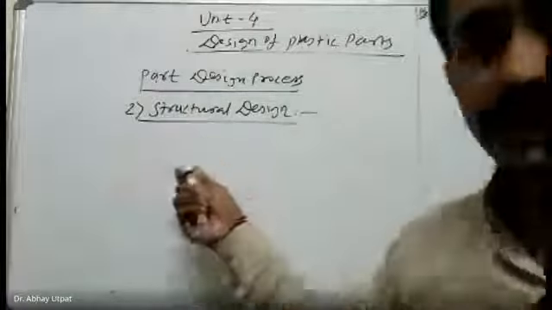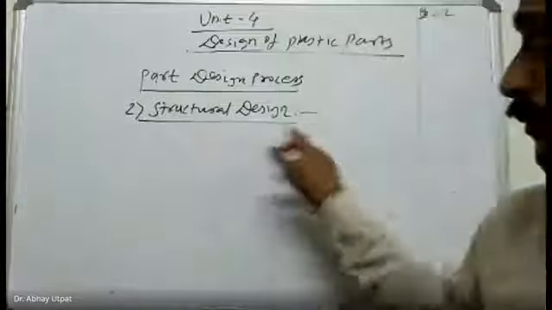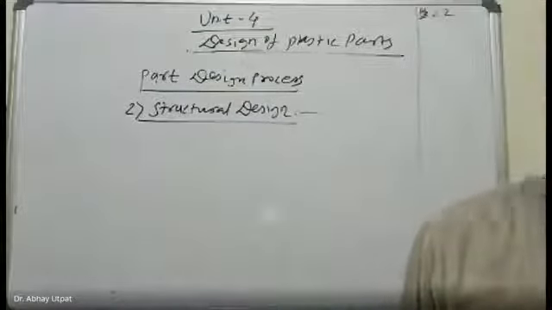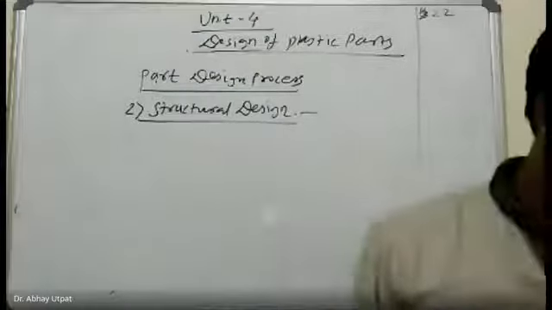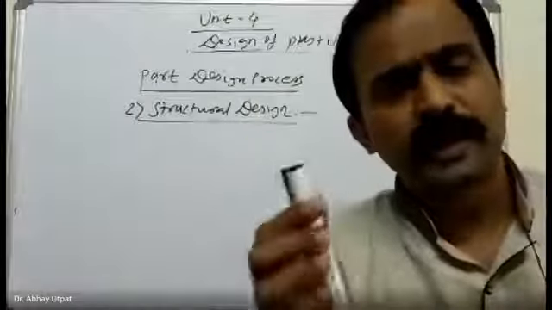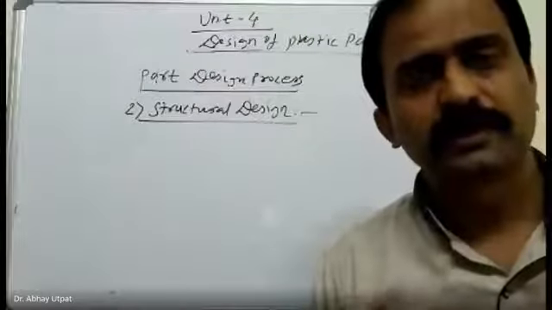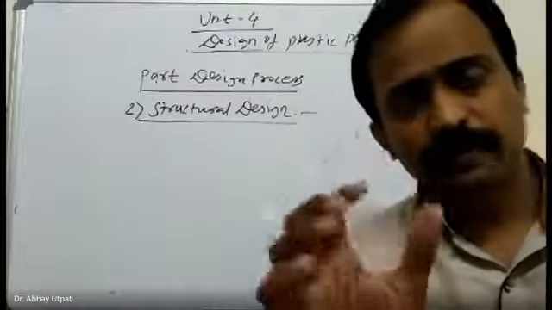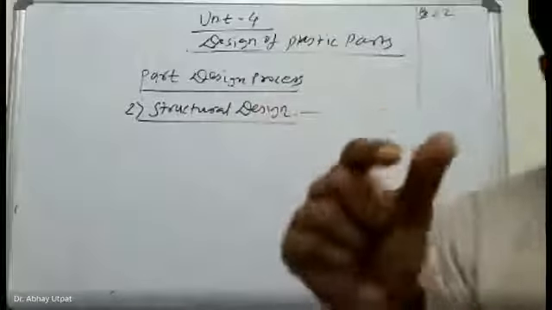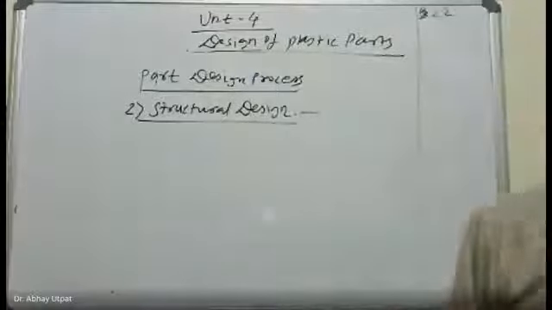After the first priority of general design, the second priority, structural design, includes the functioning of the actual part in a particular assembly. The part which you are going to design may be one part of an assembly. I repeat once again, it may be one part of an assembly. So how will it perform there and how will it meet the structural requirements?